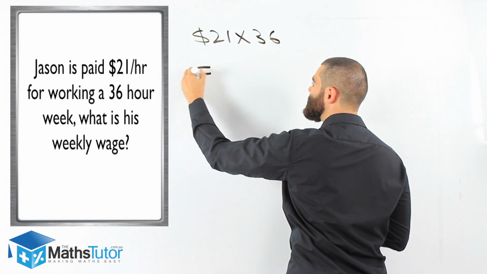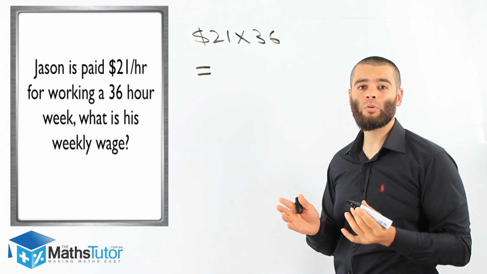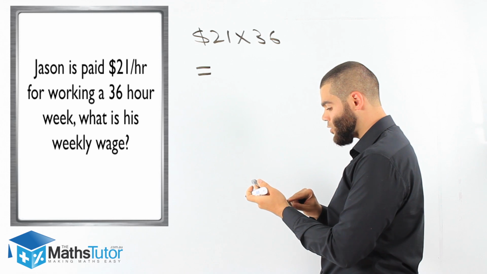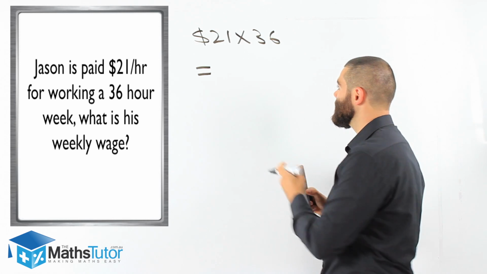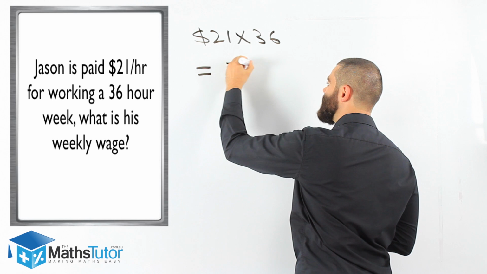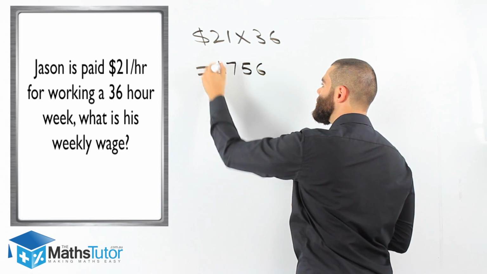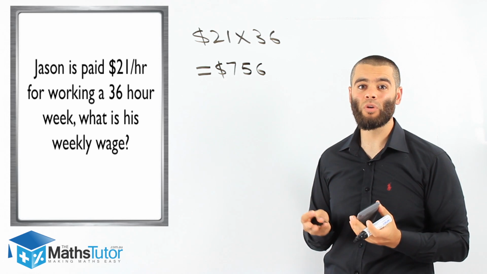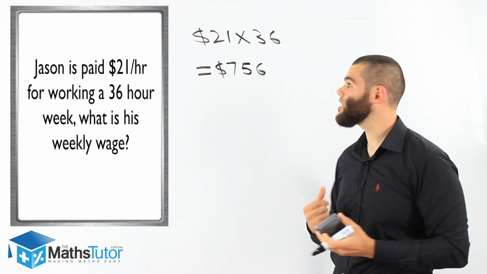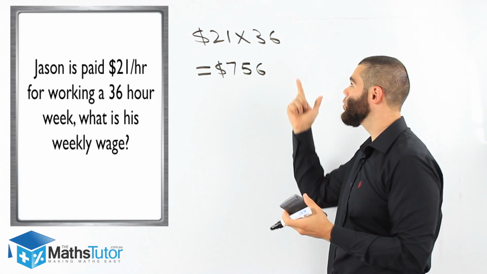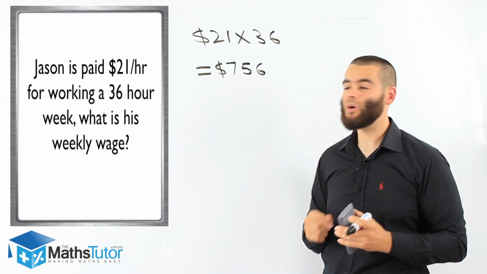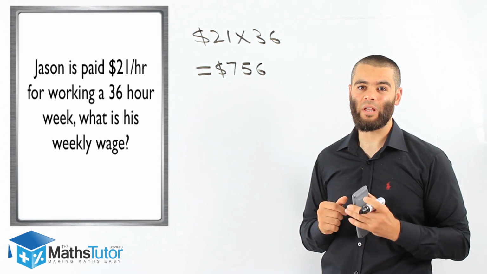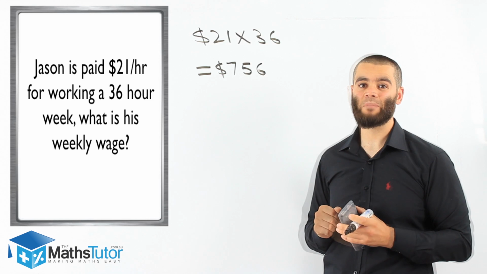21 times 36. Now we are able to work out his weekly wage. Grab your calculator. 21 times 36. He earns $756 per week. That is his weekly wage. Simple. How do we do it? His hourly rate times how many hours he worked. He worked 36 hours times 21. He earns $756 every week. Now, let's do another example.